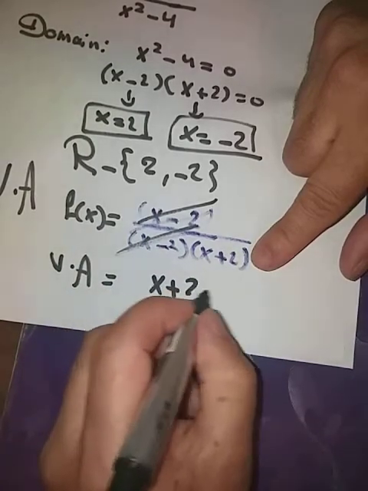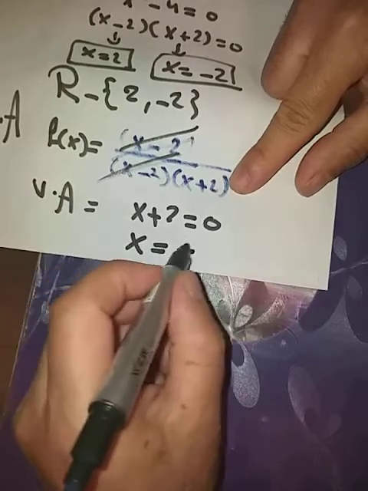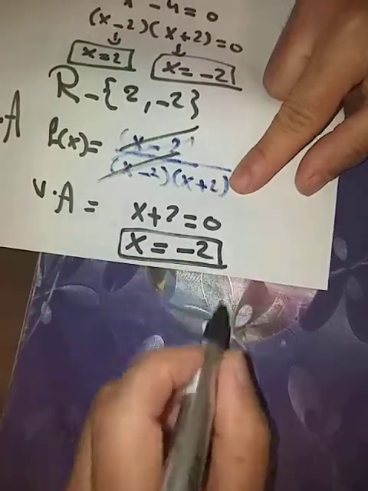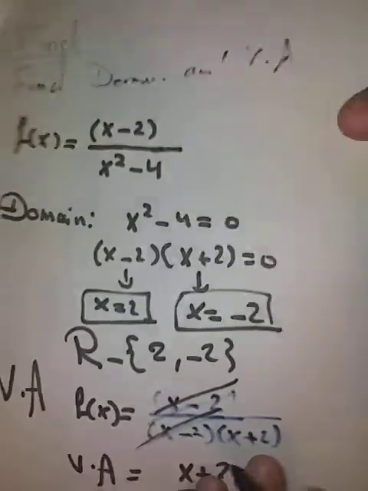x + 2 = 0, x = -2. This one is the vertical asymptote. Okay.